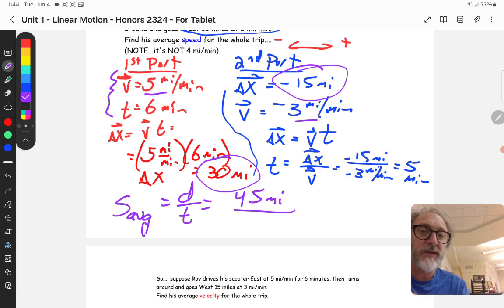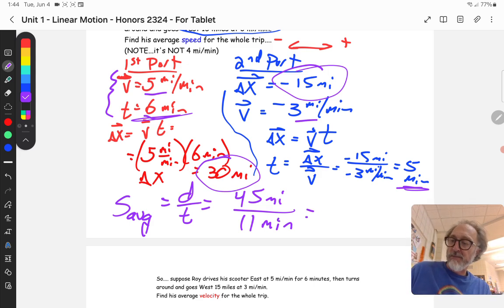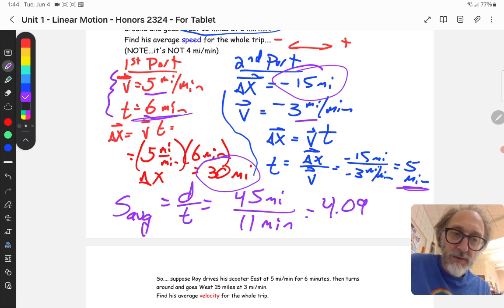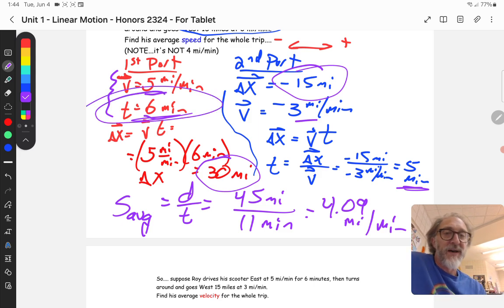How much time did it take? Well, the first part of the trip took 6 minutes. The second part took 5 minutes. 6 plus 5 is 11 minutes. So divide this. I'm going to grab my calculator because I wasn't smart enough to do this in advance. I'm going to type 45 divided by 11, and you get 4.09 miles per minute. Notice the average is a little bit higher than 4 because he spent more time going at a faster velocity, faster speed. Okay, so that's his average speed. You've got to find the distance for the whole trip and divide it by the time for the whole trip.